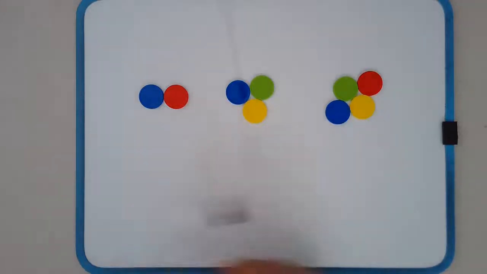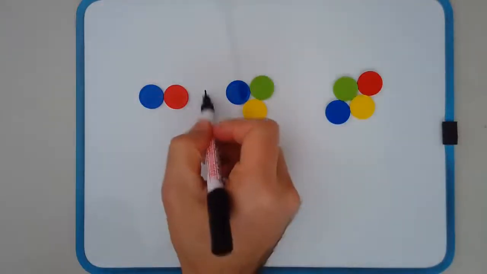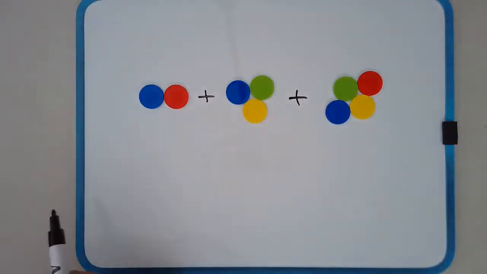Could we express this a little bit differently? I'm going to put plus signs here, so imagine I'm adding these three groups together. Is there a better way of expressing this, where I could use fewer counters and it still means the same thing? In other words, I haven't lost any meaning, or the value of this expression has not changed. And of course there is.